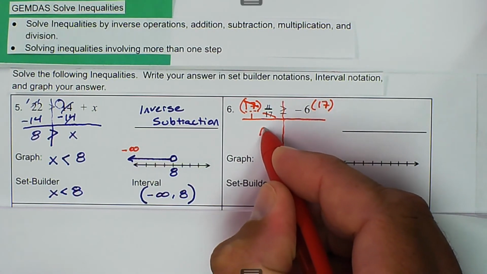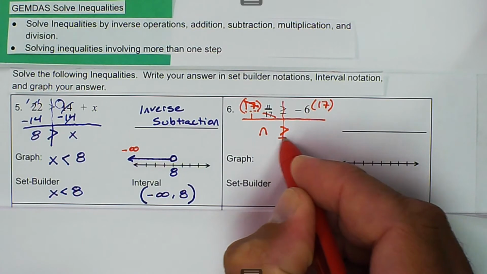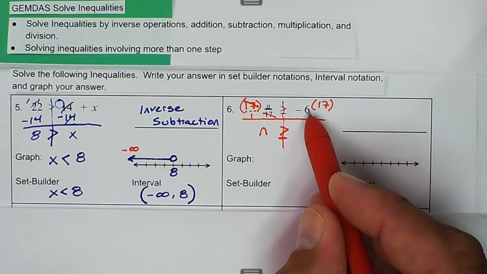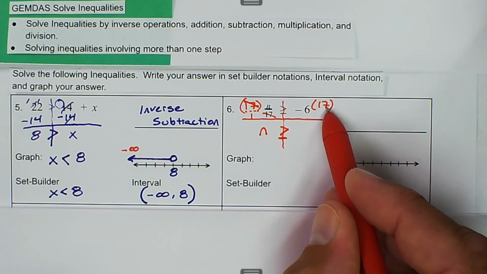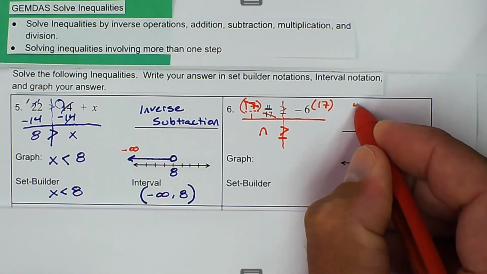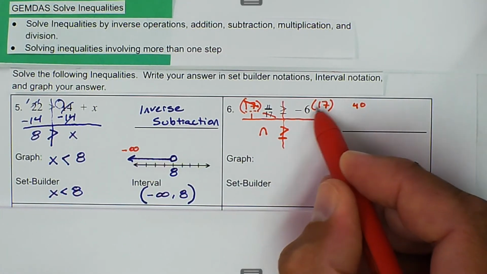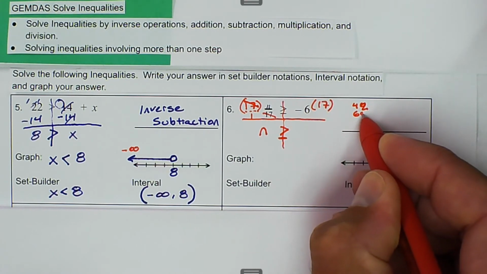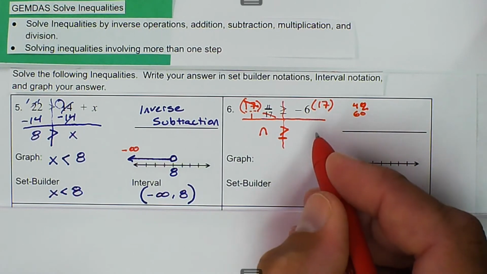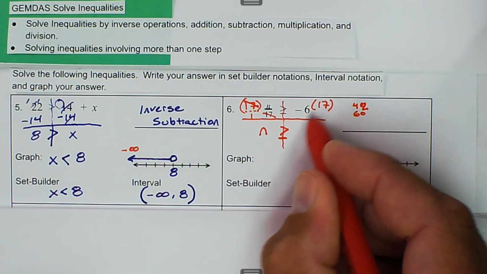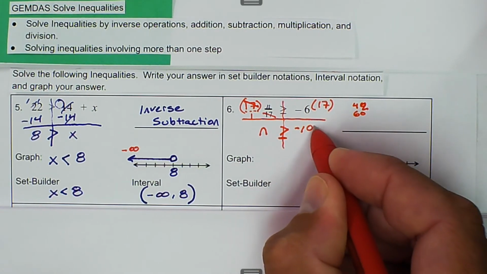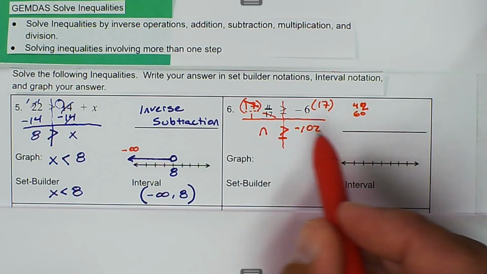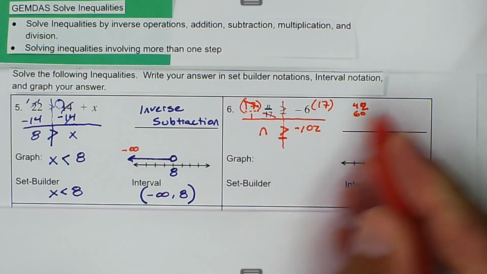And we're left with just n is greater than or equal to, and then we have to do a little math here. 6 times 7 is 42, and 6 times 10 is 60. So when we add those together, we get 102. So negative 102. And how did we get there? Well, that was inverse multiplication.